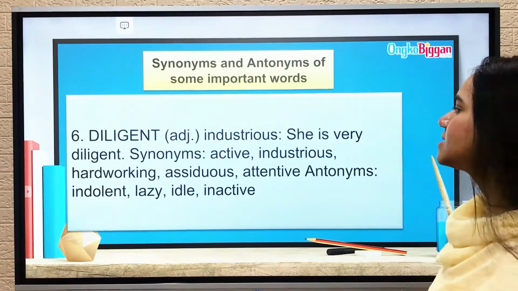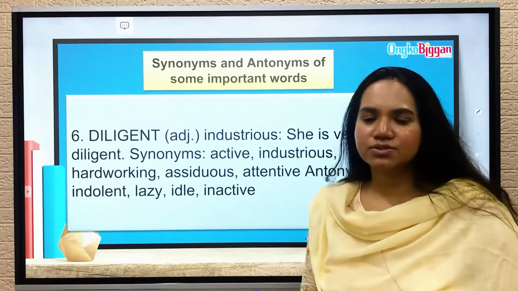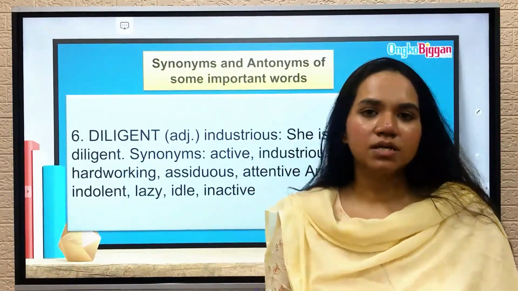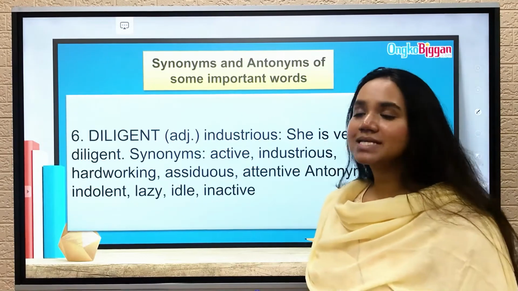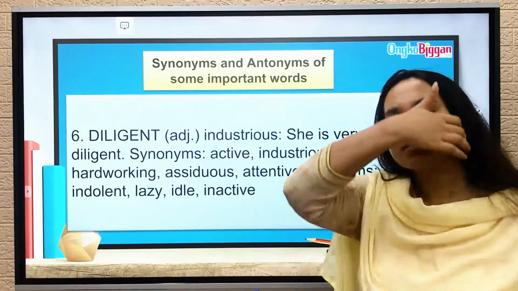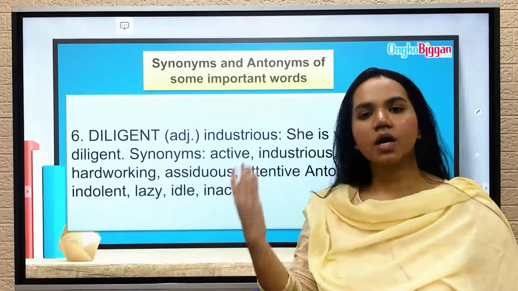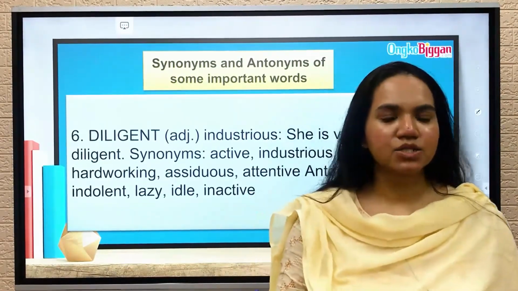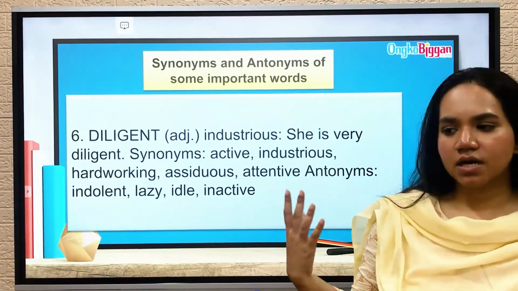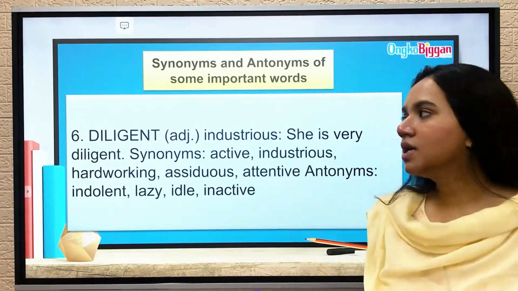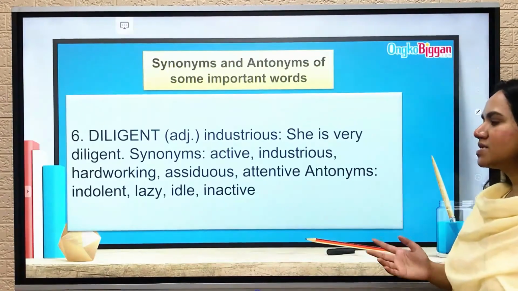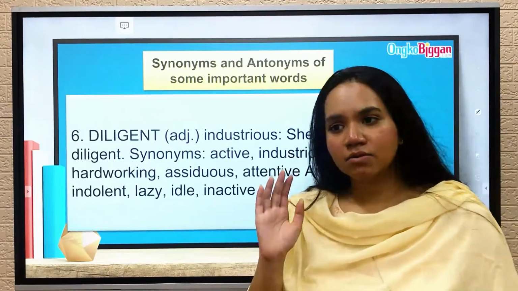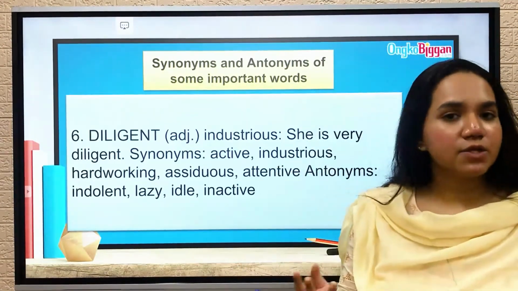So number 6 says diligent. Diligent means industrious or hardworking, someone who keeps at their job and who does not move away from it. Example, if I say she's very diligent, it means that I'm saying that she's very hardworking. She does not give up on what she does. She keeps at it. She's motivated. She is determined in her tasks, right? So synonyms can be active, industrious, hardworking, assiduous, attentive, meaning that you are totally going at it and not stopping till you finish your work.